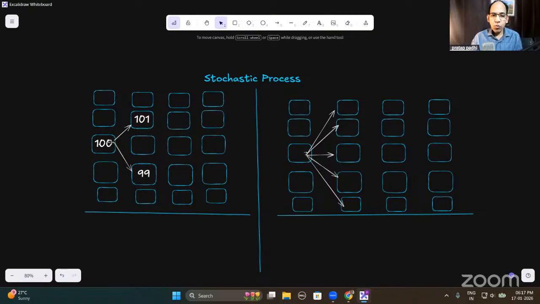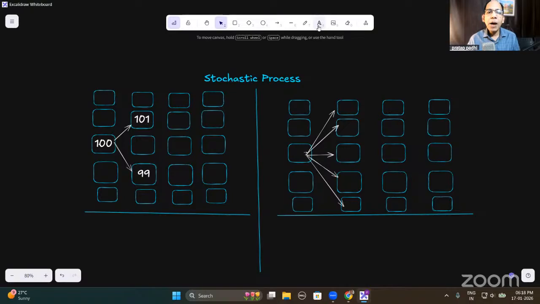I'm playing a money game with someone, and he tosses a coin. If it comes up heads, I'm giving him 1. If it comes up tails, he is giving me 1. It's a very simple game. Next time, whenever he tosses a coin, if it comes up tails, then I will gain 1. That means my wealth from 100 will move to 101.